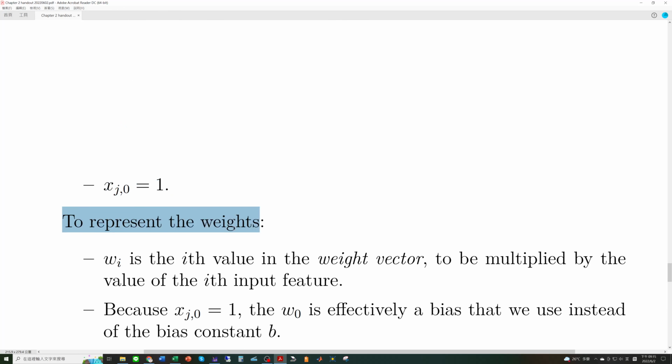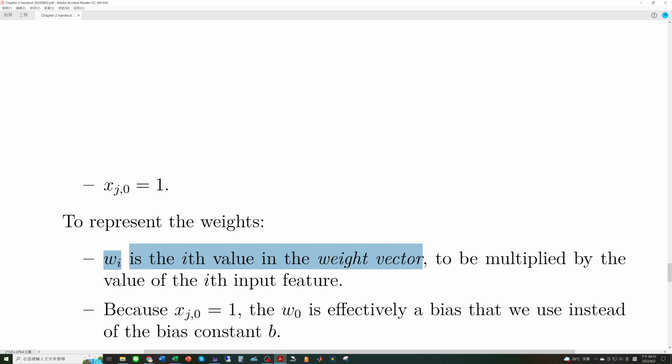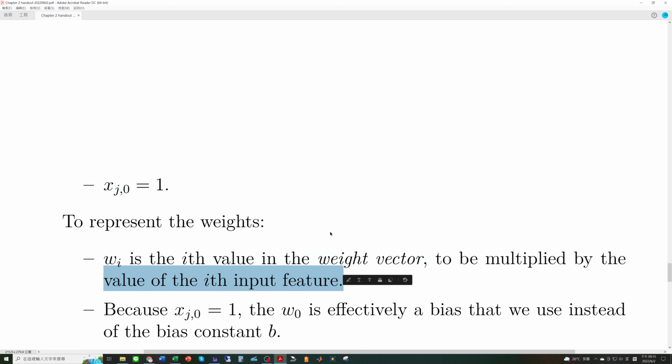To represent the weights, wi, you can see that w denotes the first letter of the word weight. wi is the ith value in the weight vector to be multiplied by the value of the ith input feature.